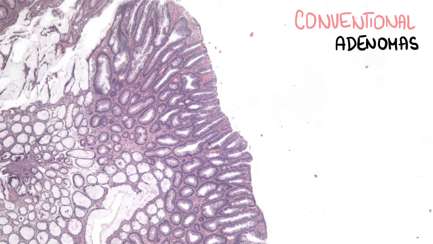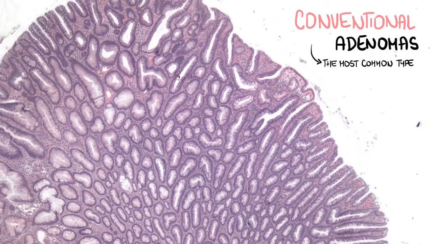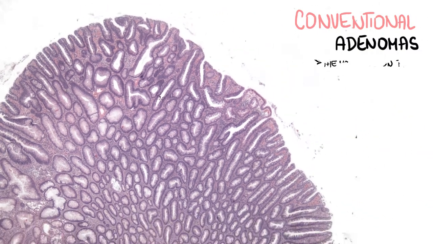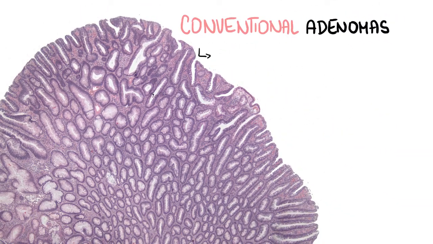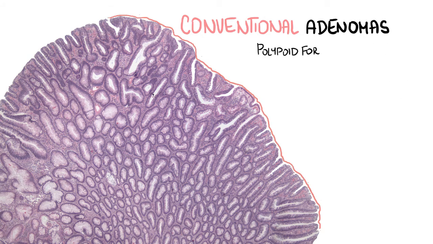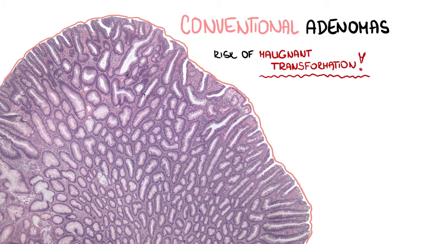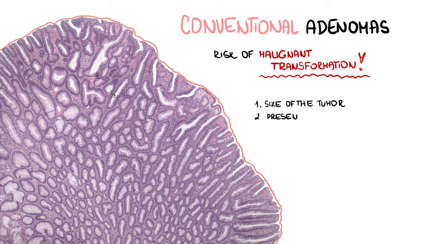Conventional adenomas represent the most common type of the neoplastic intestinal mucosal polyps. All of the conventional adenomas are defined by the presence of dysplasia, which is necessary for the diagnosis. In fact, they are a polypoid form of dysplasia, intraepithelial neoplasia, and they pose a risk of malignant transformation which depends on the size of the tumor, presence of a villous component, and grade of dysplasia.